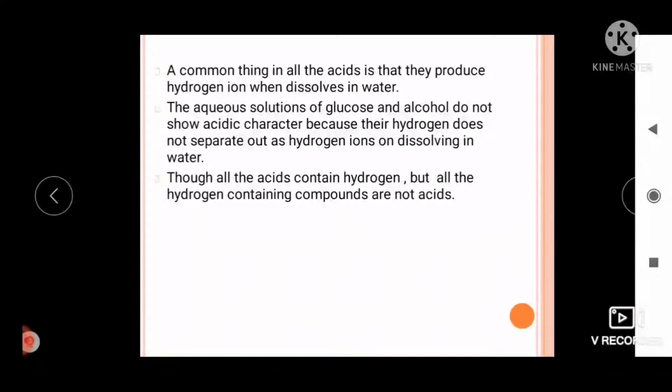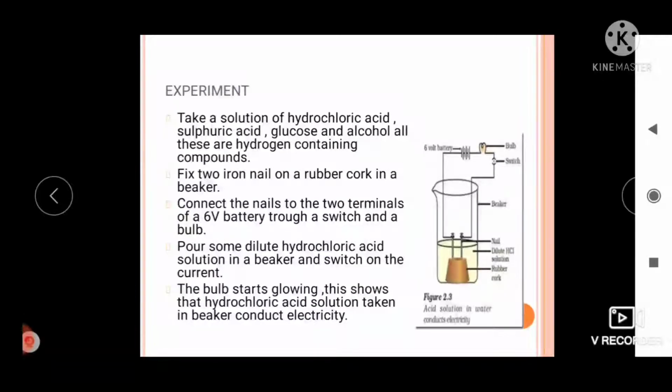Let us illustrate an experiment related to this. For doing the experiment, take solutions of hydrochloric acid, sulphuric acid, glucose and alcohol. All these are hydrogen containing compounds. Fix 2 iron nails on a rubber cork in a beaker as shown in this picture. Connect the nails to the 2 terminals of a 6-volt battery through a switch and a bulb. Pour some dilute hydrochloric acid solution in the beaker and switch on the current. The bulb starts glowing. This shows that the hydrochloric acid solution conducts electricity.